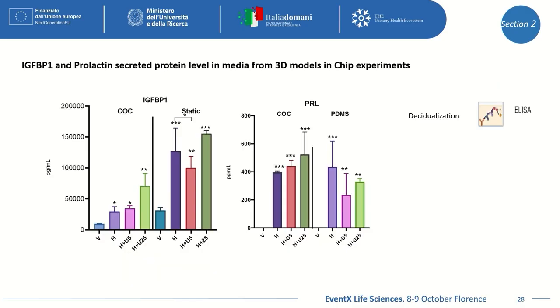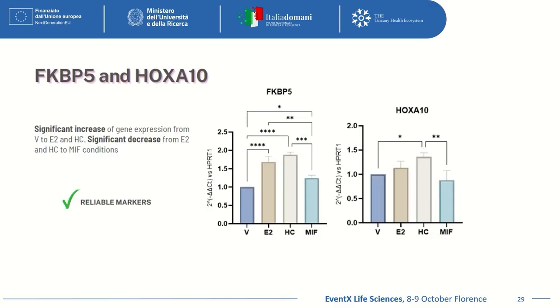The same was true for the secreted proteins that we were analyzing, IGFBP1 and prolactin. So we found that these two markers, which were not studied before, FKBP5 and HOXA10, are significantly increased and can be used as biomarkers for the endothelial part in our models.